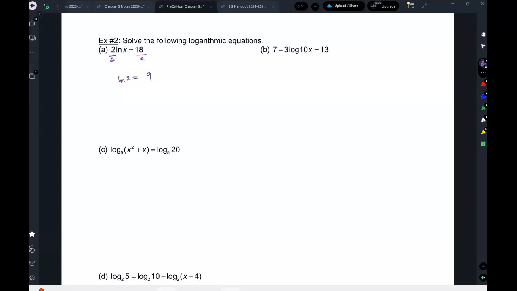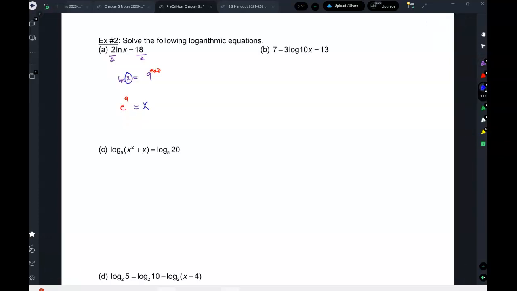Now, when I have something like this, a logarithm equal to something, I always like to use the properties of logarithms. So what have we been saying this whole time? What is the answer to a logarithm always? An exponent, right? So here, 9 is the exponent. Well, every exponent needs a base. What's the base in this problem? E. So I say e to the 9 is equal to this number, x.